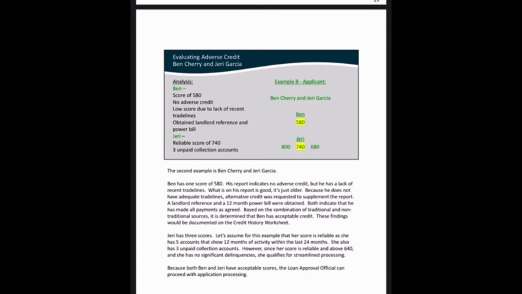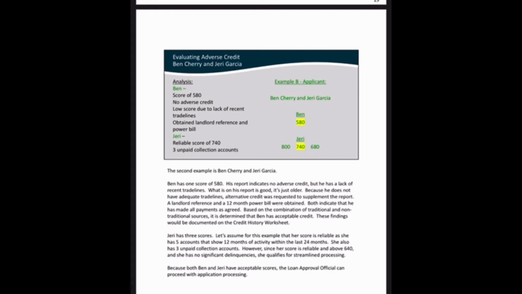Now, Jerry has a 740. If you have a score that is over a 640, you are able to have collection accounts that will get overlooked, where you do not have to pay them back. So Jerry had 3 unpaid collections. Because both Ben and Jerry have acceptable scores, the loan approval officer can proceed with application processing.